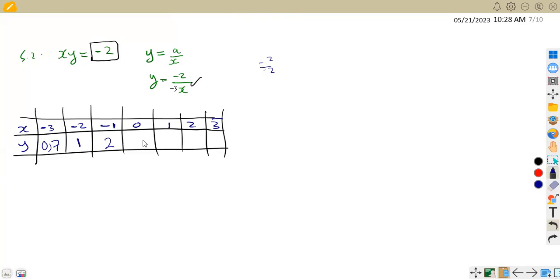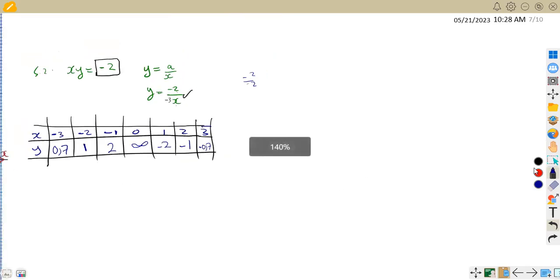When x is 0, meaning we do not have a value, x cannot be equal to 0. So that's infinity there. That means that's our asymptote. When x is 1, -2 divided by 1, that's -2. When x is 2, it's going to be -1. This is going to be -0.7 to 1 decimal place. Okay, so these values or these points are the ones that you're going to mark to draw our graph.